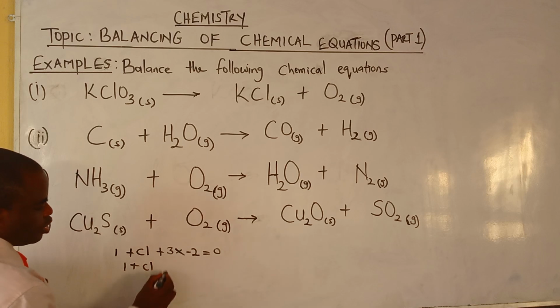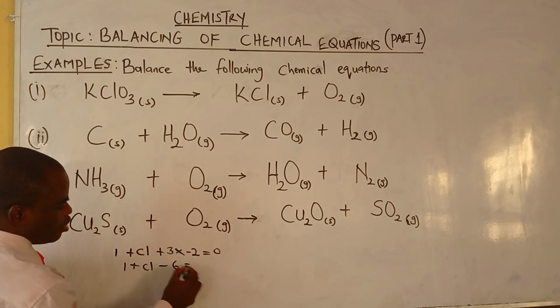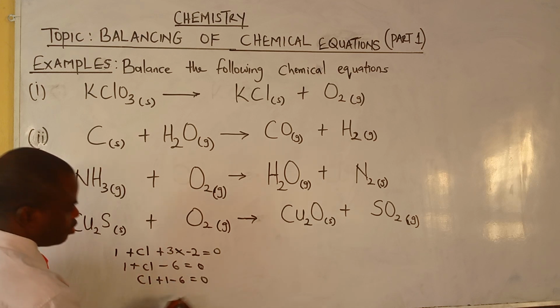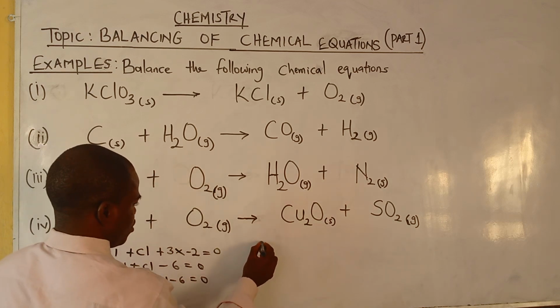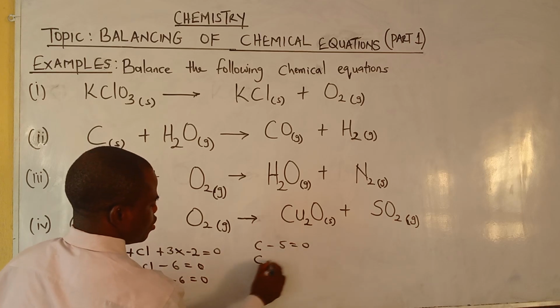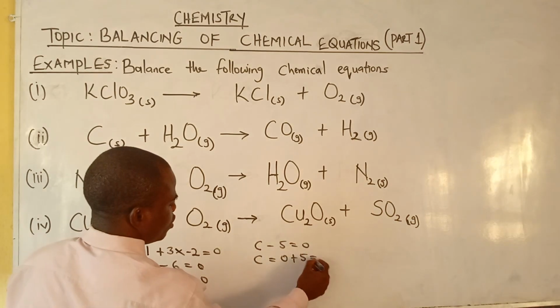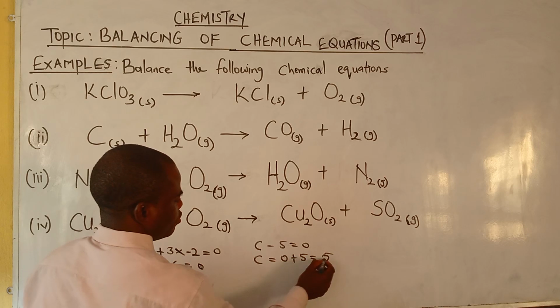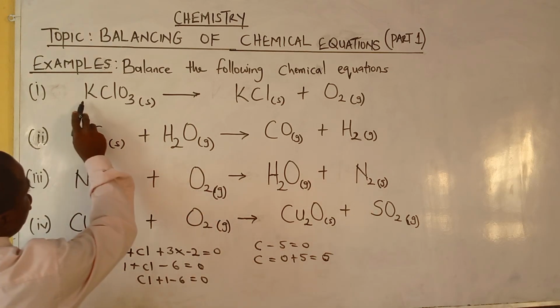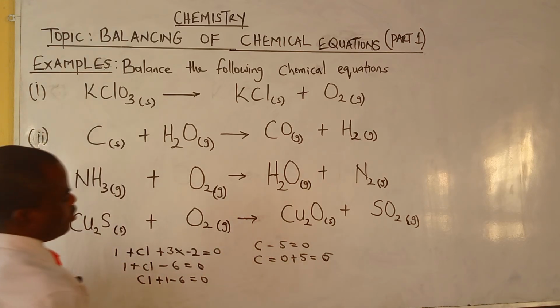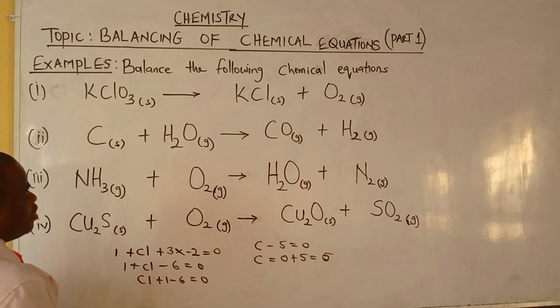1 plus chlorine, 3 times minus 2, that's minus 6, equal to 0. Now chlorine plus 1 minus 6 equal to 0. We have chlorine, 1 minus 6, that's minus 5, equal to 0. Chlorine equals 0 plus 5, which is 5. Okay, it's 5. That's why we name it as potassium trioxochlorate(V).